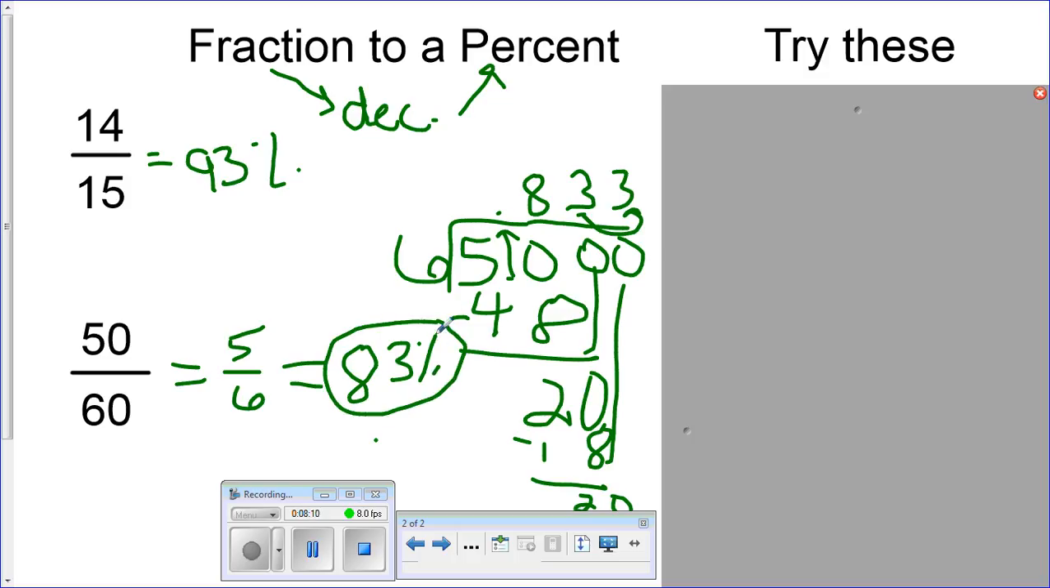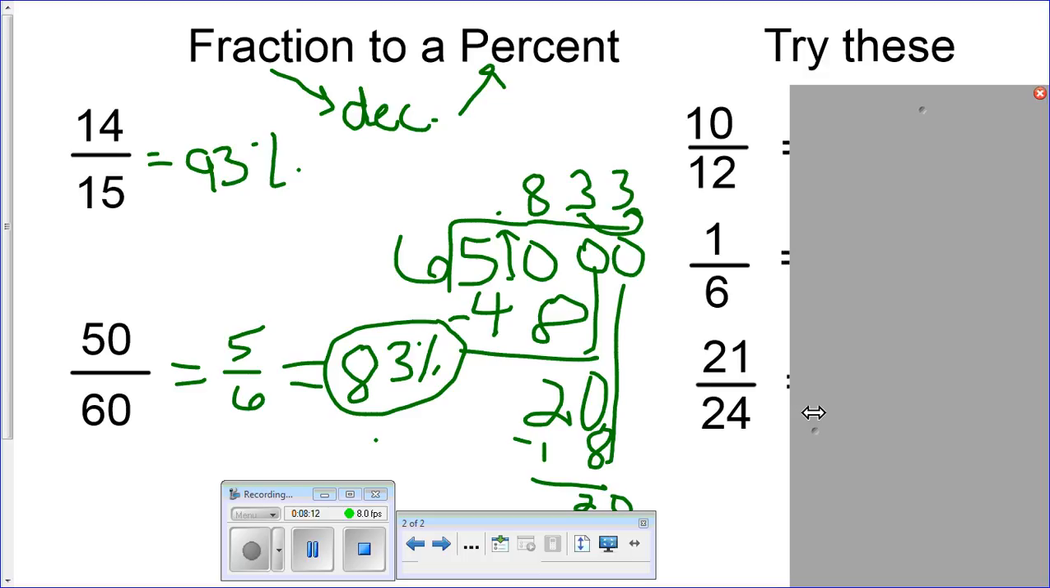Okay. Go ahead, pause your video, and try these on your own. They're all going to be long division with some not so nice numbers. Okay, so use the technique of rounding to the nearest hundredth. Go ahead and pause your video, and I'll give you the answers.